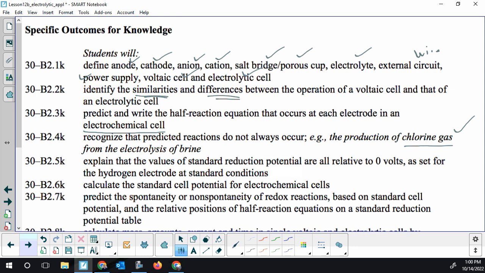Explain that the values of the standard reduction potentials are relative to hydrogen. That was the lesson where I changed the reference. You should be able to change the reference. You shouldn't be surprised when that's on a test or diploma. Calculate cell potential. We've done that who knows how many times, maybe 20 times. Reduction potential at the cathode minus the reduction potential at the anode.